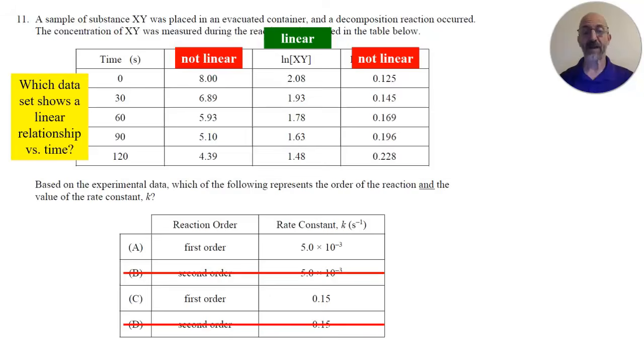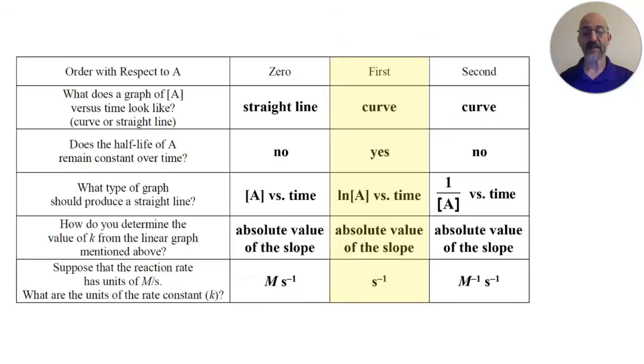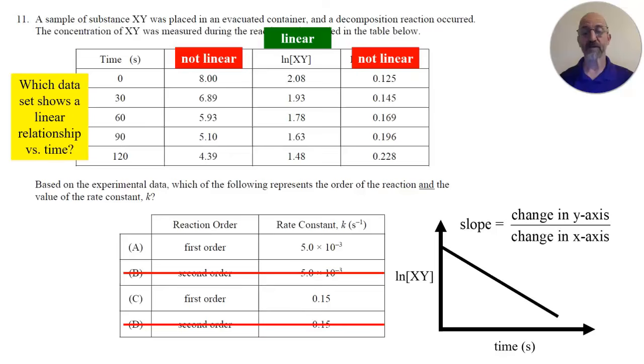Now, what about that rate constant? Well, the rate constant can be determined from the linear graph. It's the absolute value of the slope of that linear plot. So the slope would be rise over run.